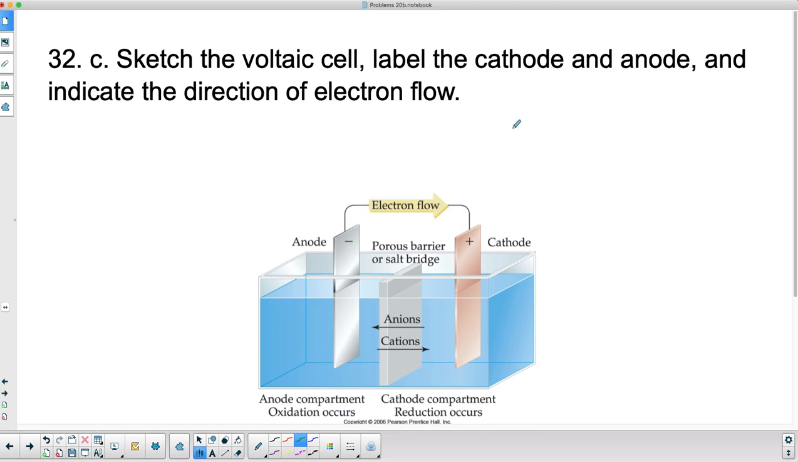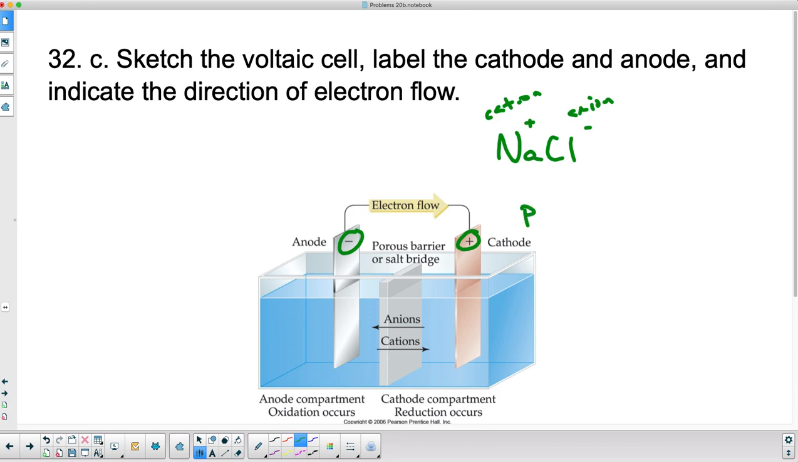I've talked about this before with notes, because if we have a compound, we have the plus part, the negative part. We have the cation as the plus part and the anion as the negative part, and that holds true for the cathode and the anode. So let's see. We know that the cathode is reduction.